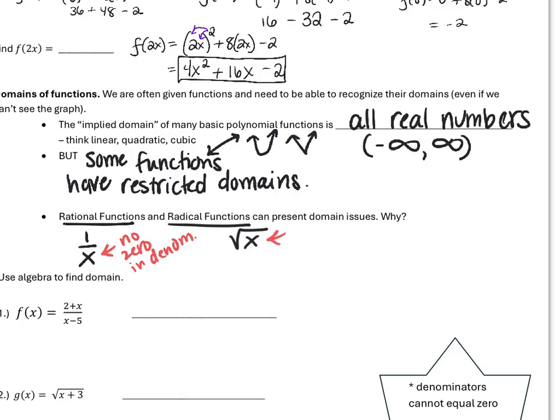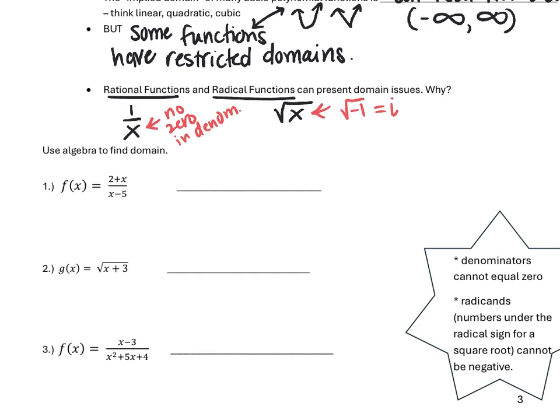Square root functions: what happens if we have a negative underneath our square root? Well, we get an imaginary number. So we remember that the square root of -1 is equal to i, meaning those values aren't things that we can graph. So anytime we get a negative radicand, that's not something we're going to be able to graph, so we don't include it in the domain of the function. So we're watching out for those when we graph.